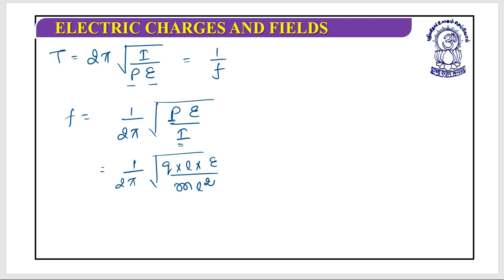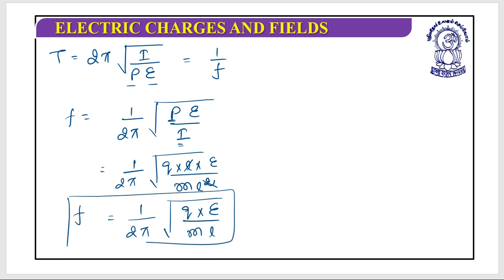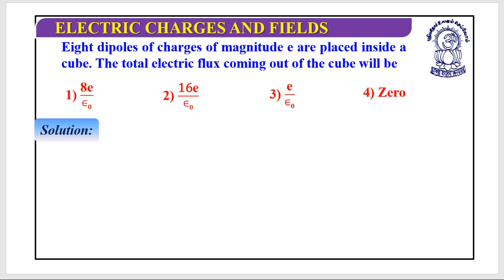A moment of inertia was the mass multiplied by the square of the perpendicular distance. So this L would be gone, and the remaining term would be f equal to 1 by 2 pi under root of q into E divided by m into L. This is the frequency. So this would be your correct answer. What was yours? Is it the same? Are you sure? Great. Let's move to the next question.